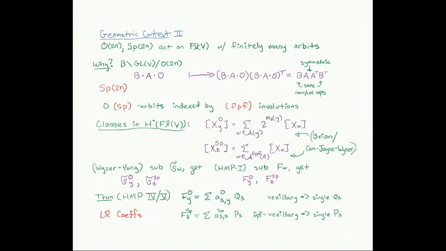So the idea is, I'm taking the flag variety, and I'll do 2n for convenience's sake. What is this? This is GL of our vector space V. And then I'm going to act on the left by the Borel. And now I'm going to act on the right by the orthogonal group.